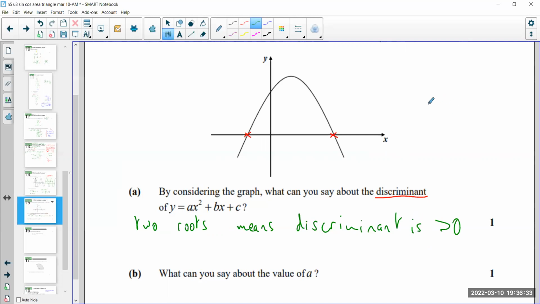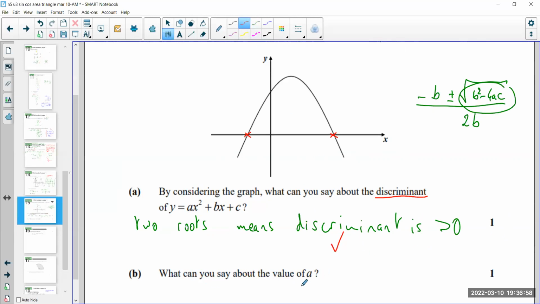Because remember, there is a formula where it's plus and minus square root of b squared minus 4ac. That's given to you, right? Over 2a. That is your discriminant. So if you've got two roots, that means b squared minus 4ac is positive. That's all. 1 mark.